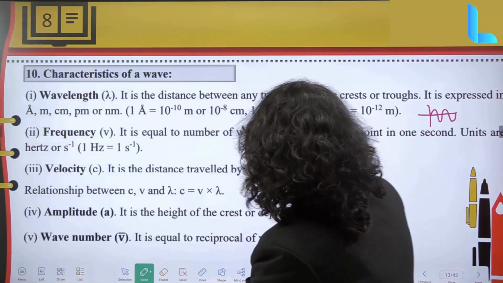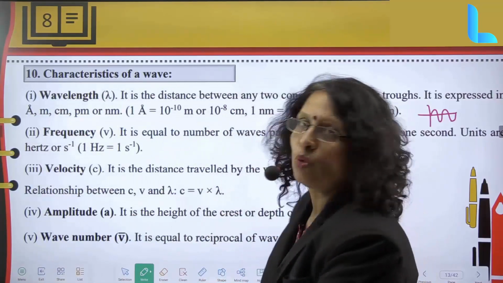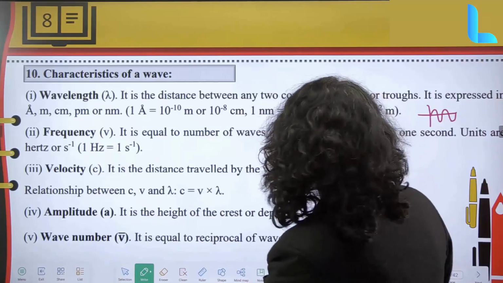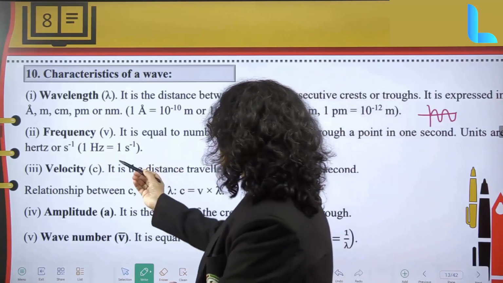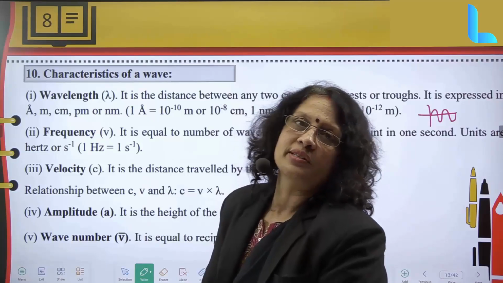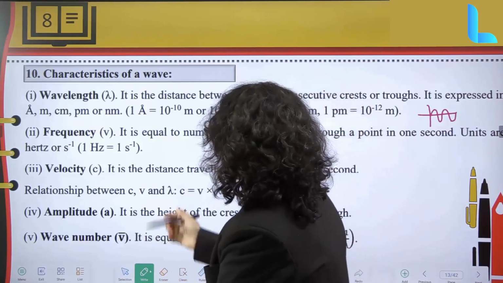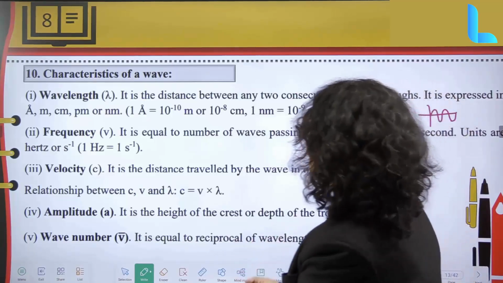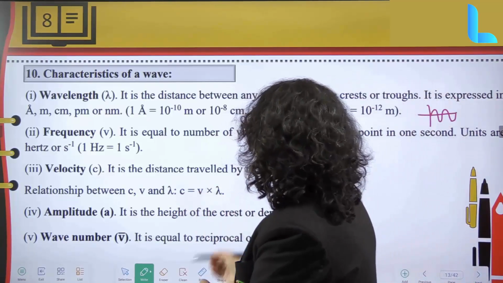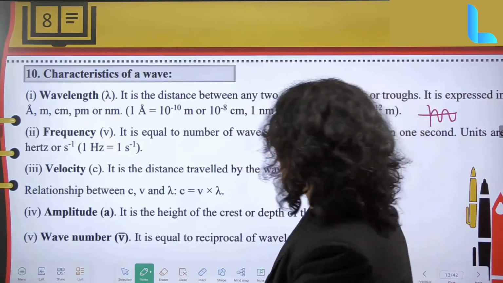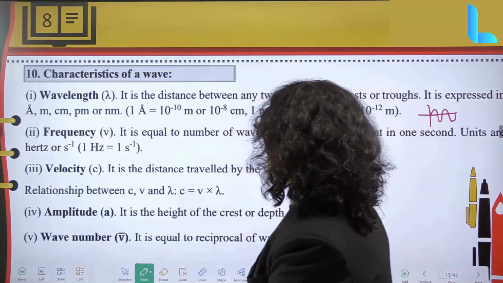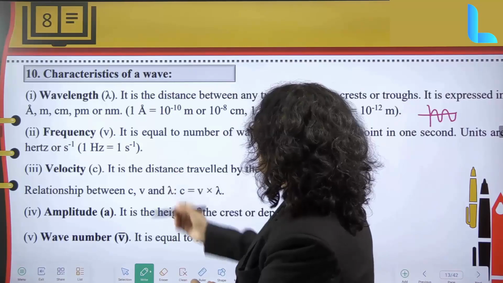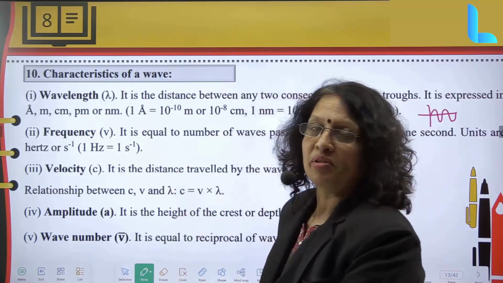Frequency is equal to the number of waves passing through one point in 1 second. Frequency is indicated in hertz. 1 hertz is equal to 1 second inverse or 1 per second. Velocity is the distance traveled by the wave in 1 second. The relationship between c, v and lambda is c equals v times lambda. Here c is velocity, v is frequency and lambda is the wavelength.